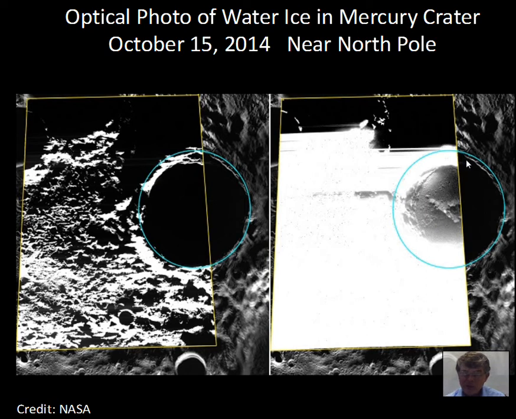So the Messenger spacecraft is giving us confirmation of what radar had already proposed, that there's water ice in the base and the bottoms of these very deep craters. So an interesting feature.